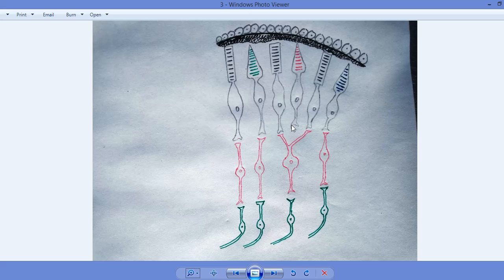Why do these secrete the neurotransmitter? Because the bipolar cells are also very weird. The bipolar cells have a speciality that they will initiate a signal automatically by themselves if they are not inhibited. If the bipolar cells are not inhibited, they will initiate a signal, and that signal will be transferred towards the ganglion cells.